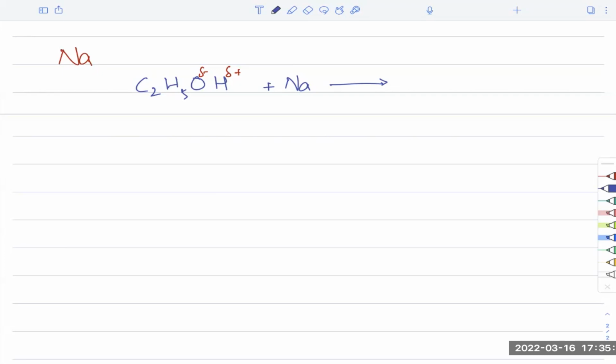Sodium will give its electron to hydrogen, which is already electron deficient, which is already slightly positive. So sodium will give its electron to it, and what will that do? Hydrogen will make hydrogen gas. It takes electrons, it is reduced. And what happens to sodium? It makes sodium ion. And now C2H5O is the negative charged ion. It's an anion, and sodium is the positive charged ion, cation. And this is what we call sodium ethoxide. This ion is called ethoxide ion.